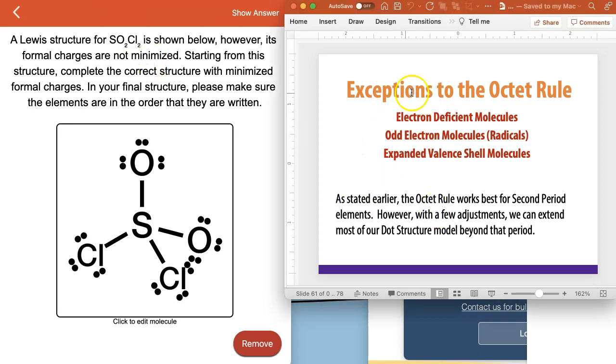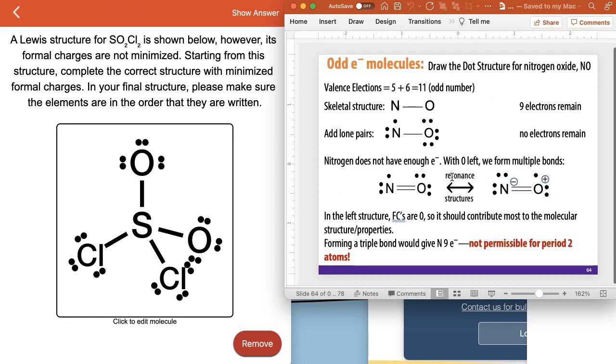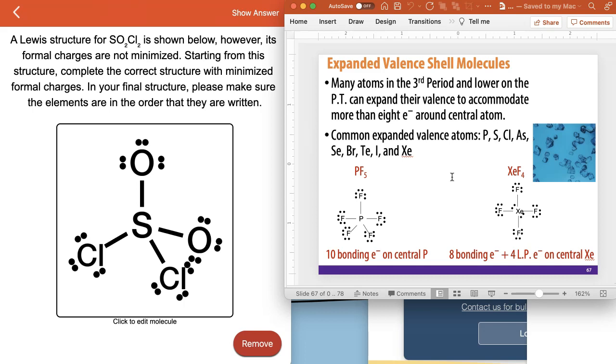The idea here goes back to our exceptions to the octet rule. So this is one of these expanded valence shell molecules. We had some examples of that in lab, but the idea here is, if we're in the third period or lower on the periodic table, we can have more than 8 electrons around the central atom. That's because they have d orbitals available. Once you get down into the n equals 3 shell, there's a 3d orbital, and so you could potentially have 10 or 12 electrons around the central atom in certain cases.